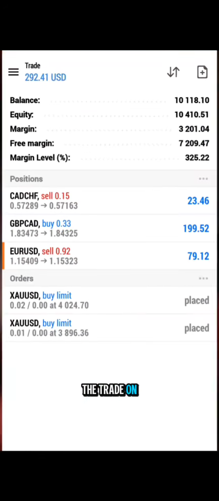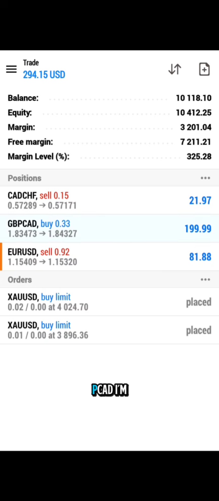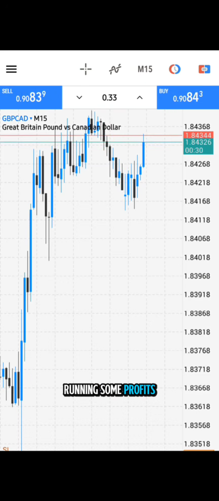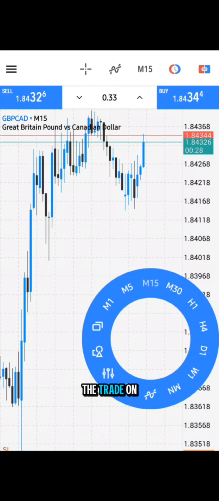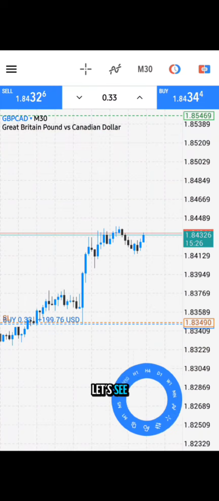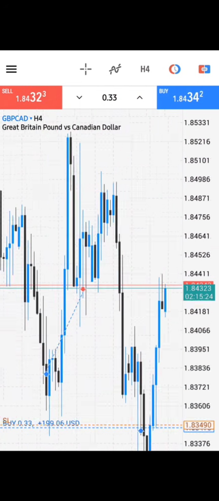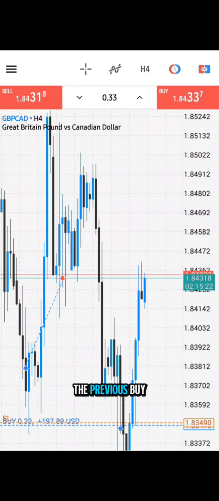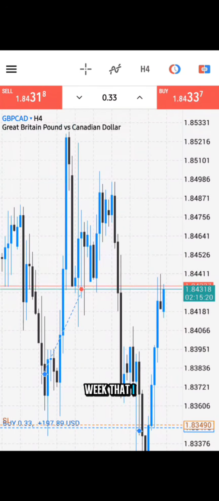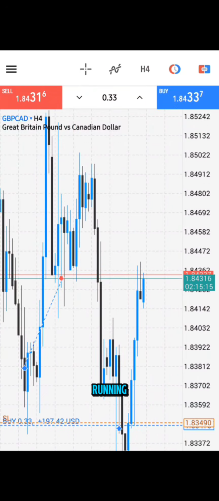So this was the trade on my MT5, this GBPCAD, running some profits. Then this was the trade on, let's say, right. So this was the previous buy I bought last week that I closed. I shared the setup here on TikTok, and this is the current one that is still running profit, right?